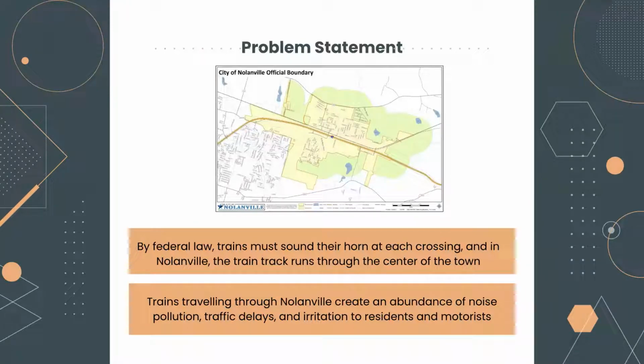As you can see from the graphic that we have above, the train tracks run parallel with Interstate 14 and then head off in a northeast direction. This basically just divides the town into two, creating a lot of traffic congestion and mobility issues.